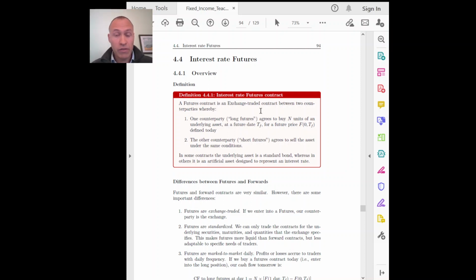But there is a little bit of a twist here, because in some of these futures contracts the underlying is indeed a bond, but in some other futures the underlying is not really a true bond. It is an artificial asset that is just designed to look like a bond, but it's not really a bond. But we'll get to the details later on.